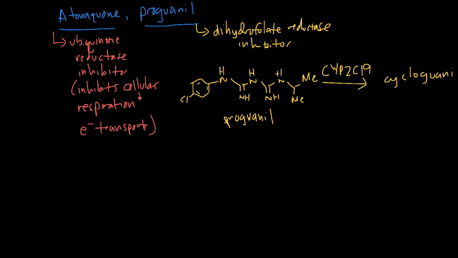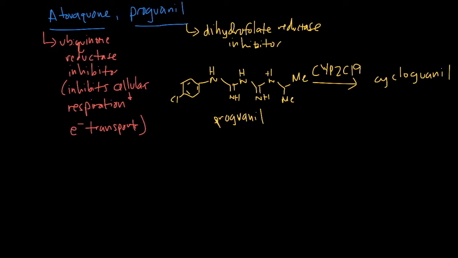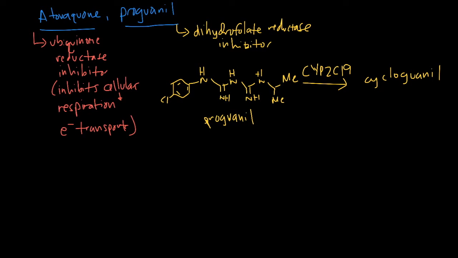Proguanil is a dihydrofolate reductase inhibitor, and the structure is shown here because it's a prodrug, so that's kind of important. You can tell the guanyl group by the string of nitrogens. An easy way to remember this is proguanil is a prodrug and it has a guanyl group. Cool name, right? It's converted to the active drug cycloguanil by CYP2C19.